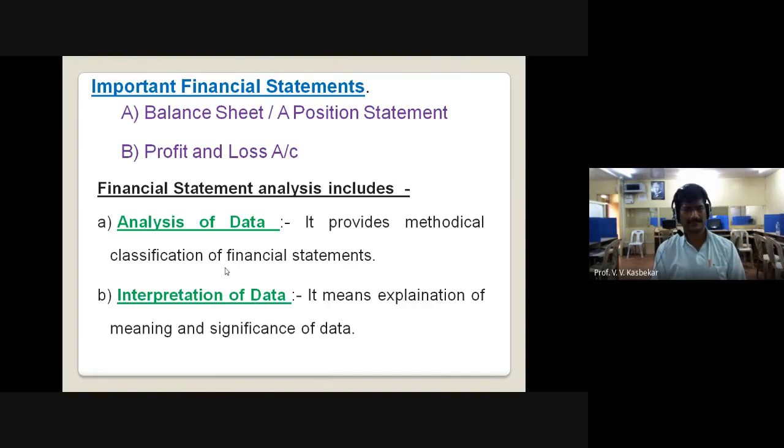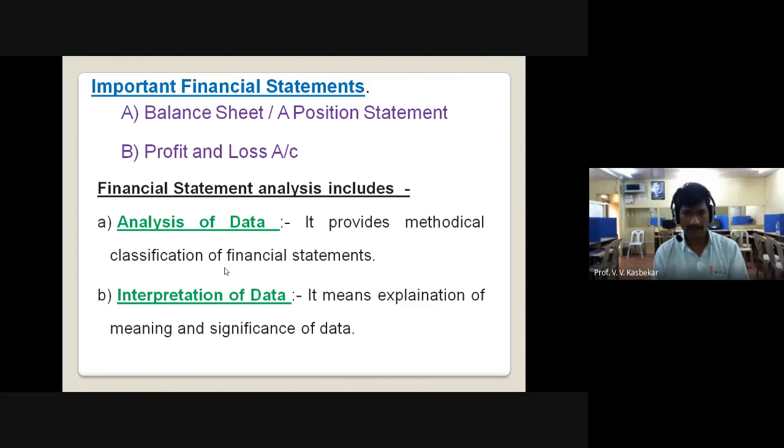That means when data is analyzed, when we study financial statements, we study the statistics of financial statements: from the trading account, what the gross profit is, whether there is a gross loss, how much purchase there is, whether sales have increased or not. All this analysis is made out of the data of financial statements. And after analysis of the data, interpretation of data is made. Interpretation is to find out and explain the results of the data. What do we get from that data? What is the meaning of that data? So interpretation of data means explanation of the meaning and significance of data.